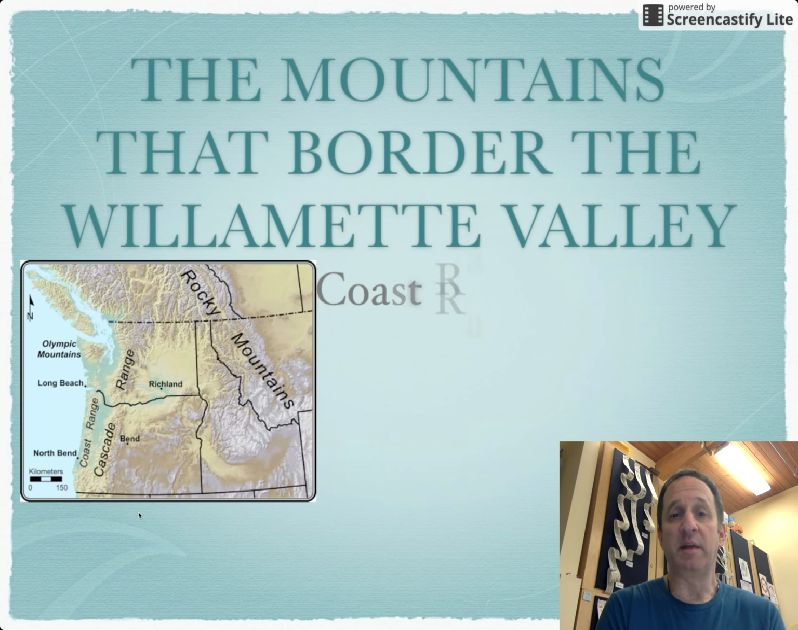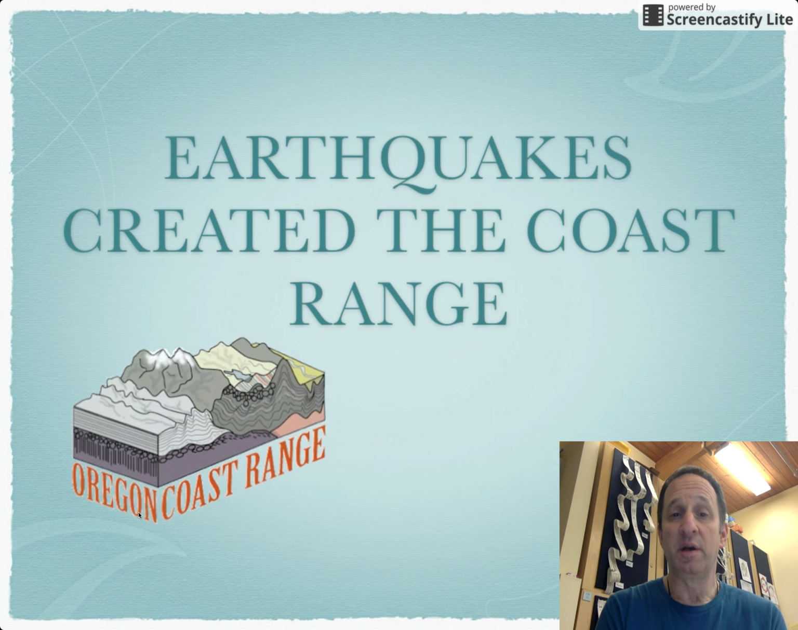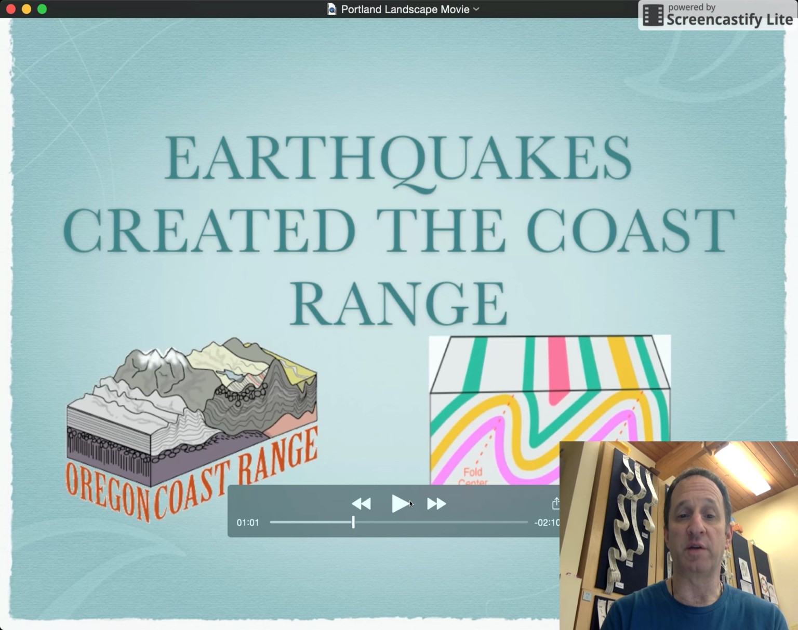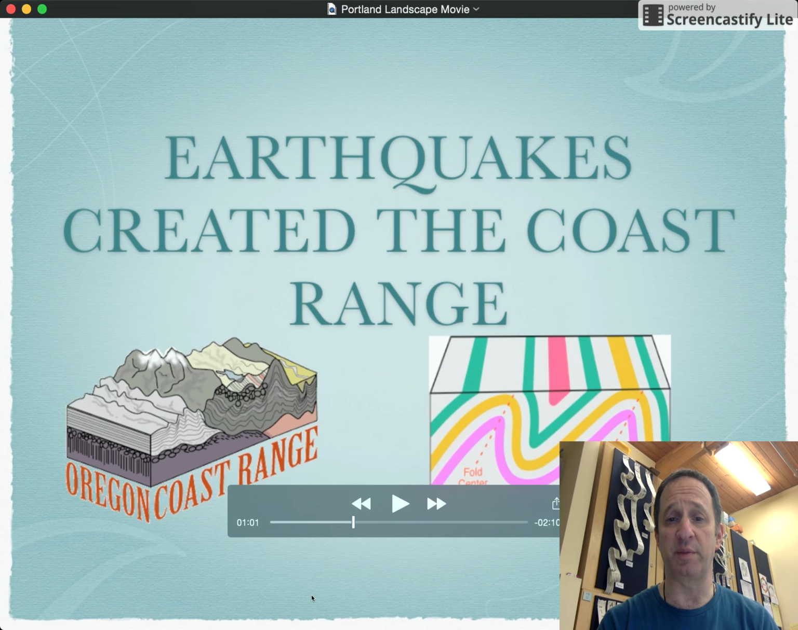Because it's a valley, that means it's bordered by mountains on either side. So to the west, there's the Coast Range, and to the east is the Cascade Range. Earthquakes created the Coast Range. The tectonic plates moved together, creating an earthquake, and they kind of pushed and folded the land up. And that's how some mountains are formed. That's how the Coast Range was formed. You can see the picture here of the land being folded by the earthquake activity.